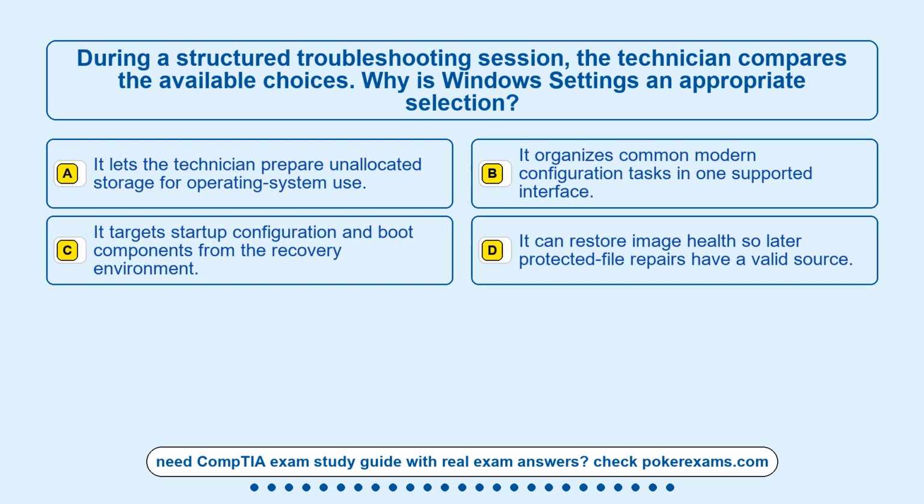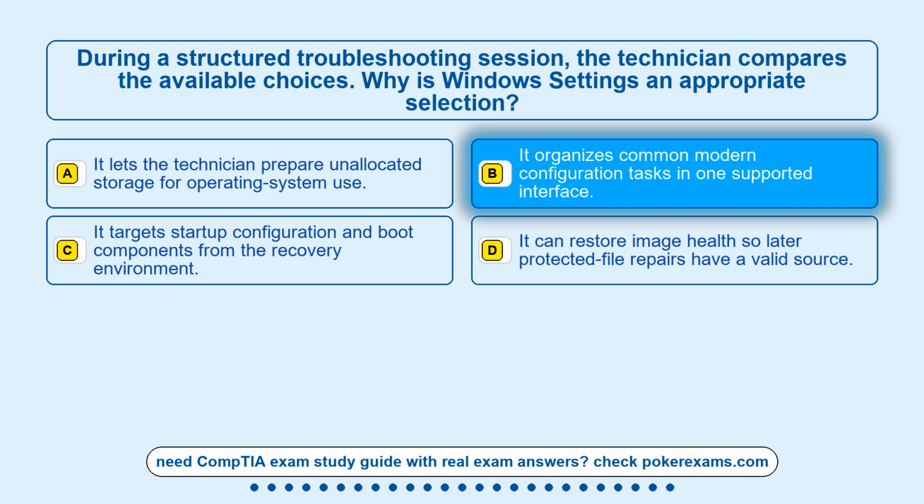Question 14. During a structured troubleshooting session, the technician compares the available choices. Why is Windows Settings an appropriate selection? Option A. It lets the technician prepare unallocated storage for operating-system use. Option B. It organizes common modern configuration tasks in one supported interface. Option C. It targets startup configuration and boot components from the recovery environment. Option D. It can restore image health so later protected-file repairs have a valid source.